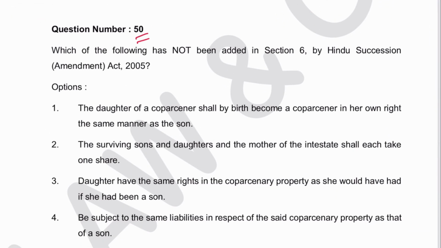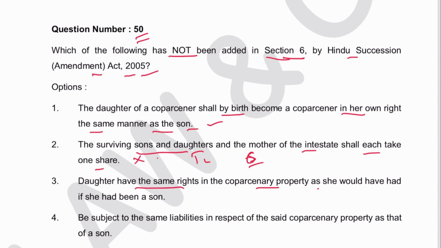Next is 50. Which of the following has not been added in Section 6 by the Hindu Succession Amendment Act 2005? Daughter of a co-partner shall by birth become a co-partner in her own right in the same manner as the son. It is correct. Surviving son or daughters and the mother of the intestate shall take each one share. This is true, but it is not mentioned in Section 6. Okay. If this is not in Section 6, that doesn't mean the statement is incorrect. The statement is correct, but not in Section 6.